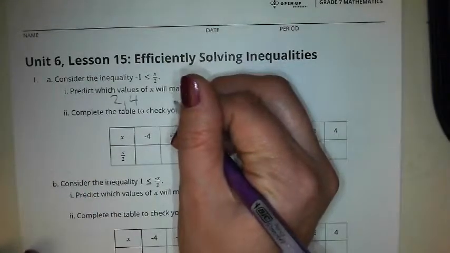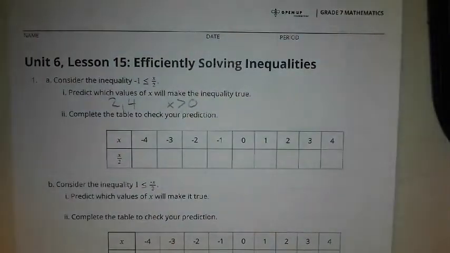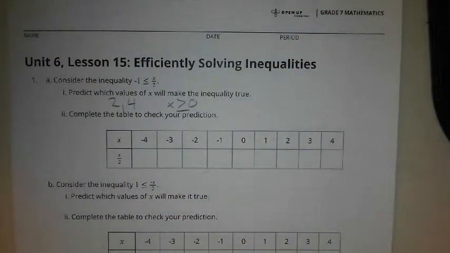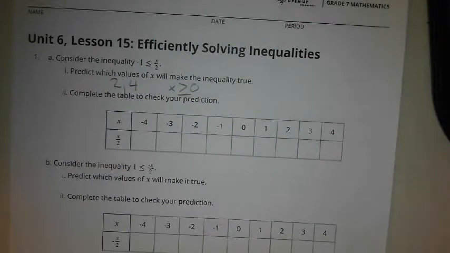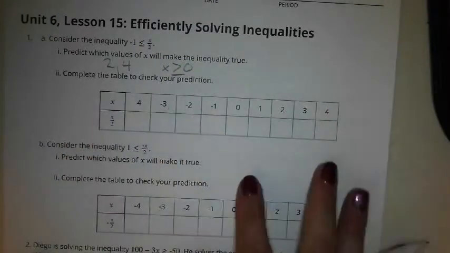So maybe 0 or more, so x would be greater than 0, or maybe or equal to, because that's what we have here. So x could be greater than or equal to 0. Now, these are my predictions, so obviously you're going to have different predictions. They could be right, they could be wrong, and that's okay. Now we're going to complete the table to check our prediction.